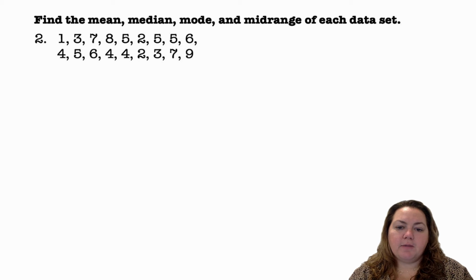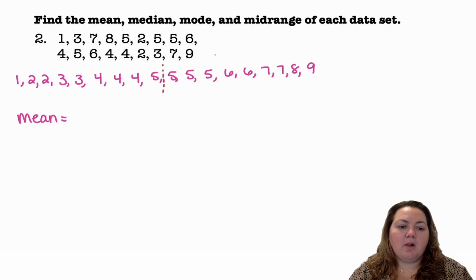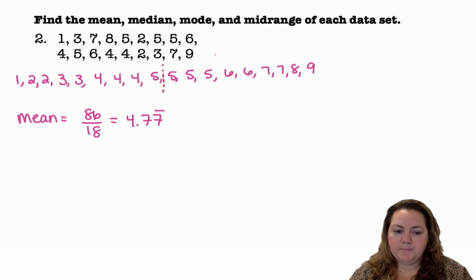The next one, find the mean, median, mode, and mid-range. All right, so again, I'm going to put all of my numbers in order from least to greatest. In order to find the mean, I'm going to add them all up and divide by how many numbers I had. So when I add them, I get 86. There was 18 numbers. So that gives me 4.77 repeating.